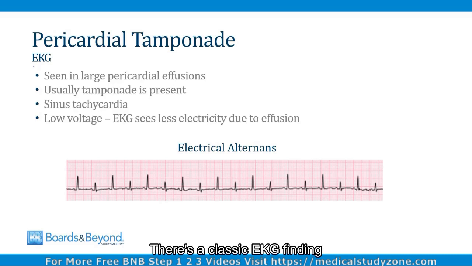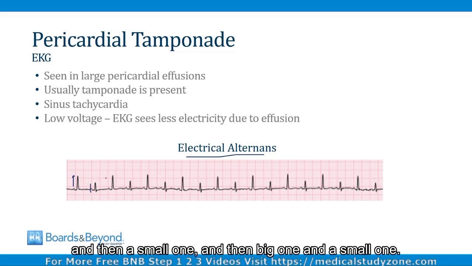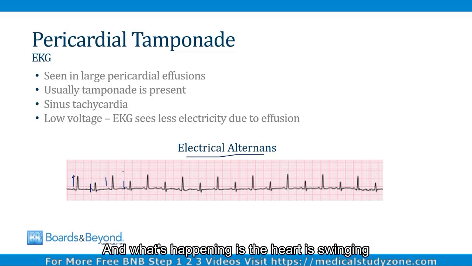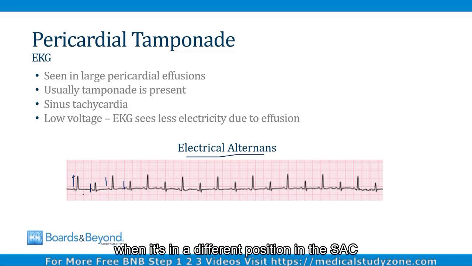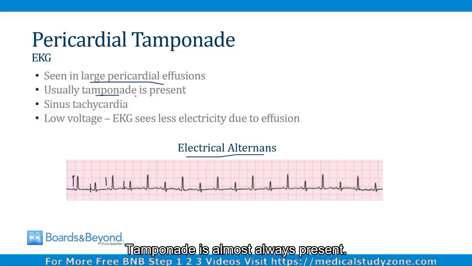There's a classic EKG finding seen in some patients with tamponade. It's called electrical alternans. If you look at this EKG on the screen, you can see we've got a big QRS complex and then a small one, and then a big one and a small one. This is called electrical alternans. And what's happening is the heart is swinging inside that fluid sac in the heart, and sometimes it depolarizes when it's in one position in the sac, and sometimes it depolarizes when it's in a different position in the sac, and that causes the QRS complexes to go back and forth as the heart swings inside that fluid-filled sac. This is only seen in very large pericardial effusions. Tamponade is almost always present.